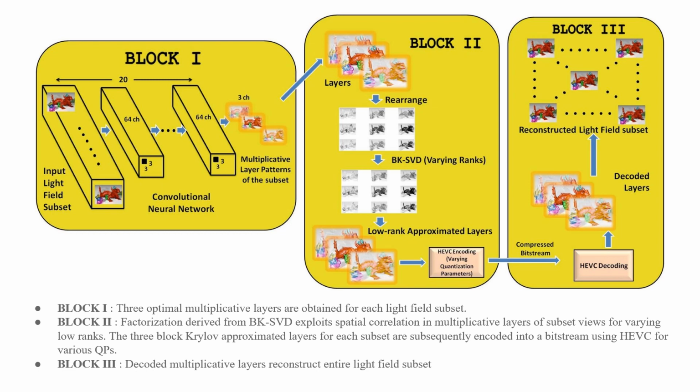HEVC encoding of these low-rank approximated layers follows. In block 3 of this component 1, the approximated views of the subset are reconstructed from the decoded layers, and the entire approximated light field is obtained at the end of component 1, which is then moved on to component 2 for further compression through the FTL representation as previously mentioned.